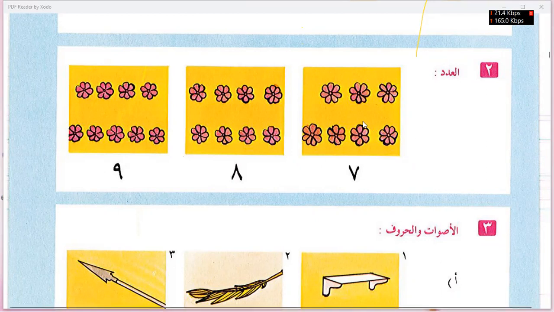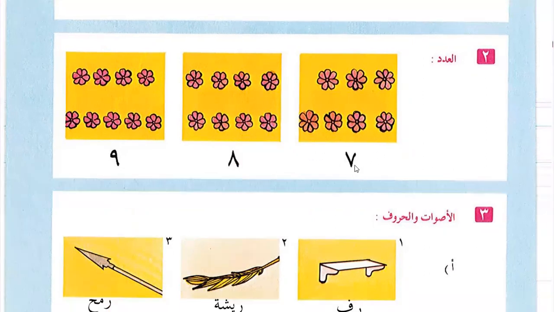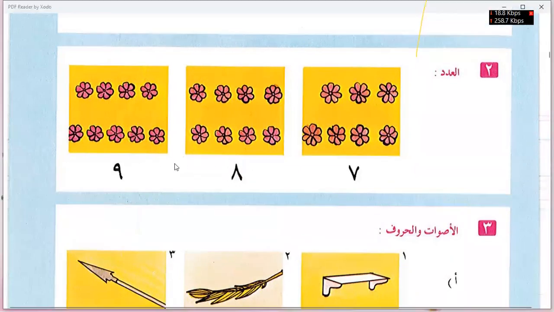Okay, first, before this, we have learned the counting from 1 to 5. Later, we will learn the rules of counting as well. So, 7 is called Saba, 8 is called Samaniya, and 9 is called Tisa. Saba, Samaniya, Tisa.